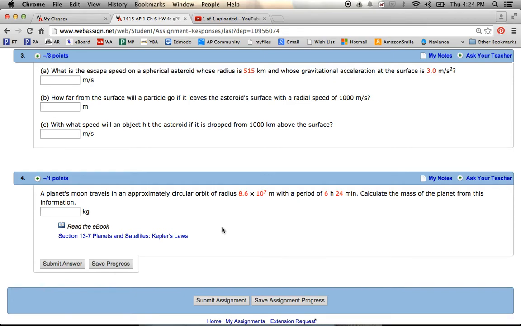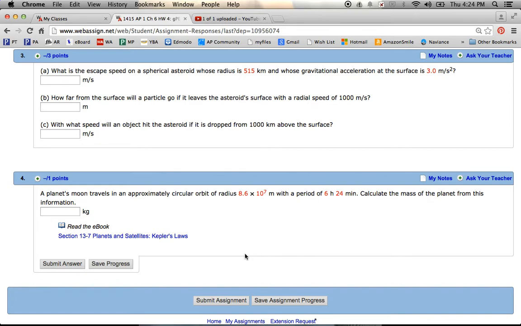Number 5 is kind of a review. Instead of it being an energy situation, it's just reminding you how circular orbits work. It tells you a planet's moon travels in approximately circular orbit. It gives you the radius and the period, which is given in hours and minutes, so you have to convert that to seconds. Find the mass of the planet from this information. We have an equation that we derived in class for the velocity of an object in circular orbit.